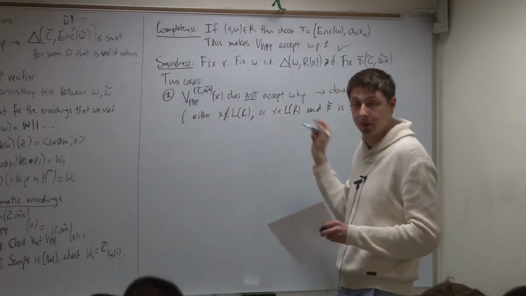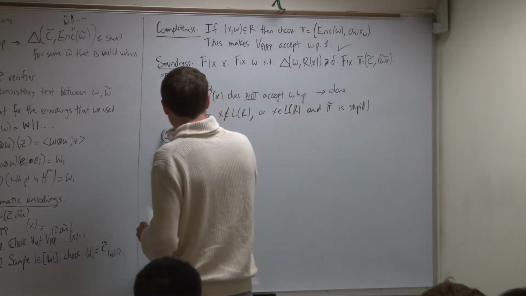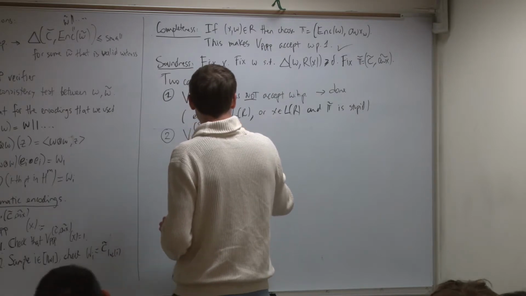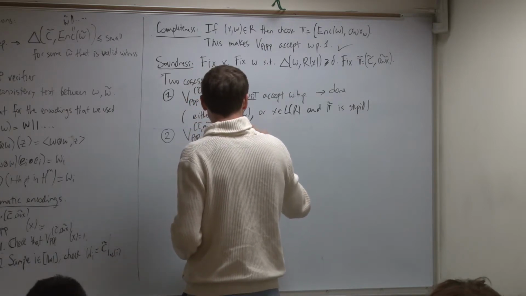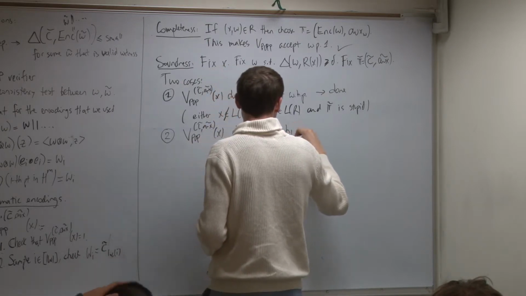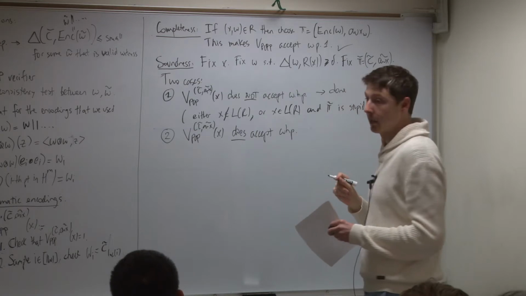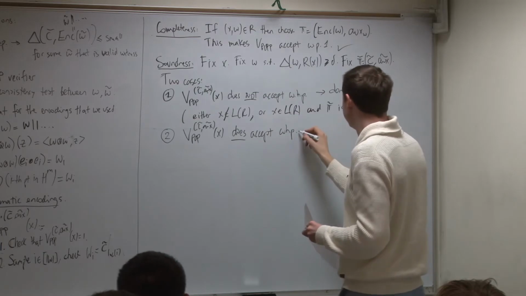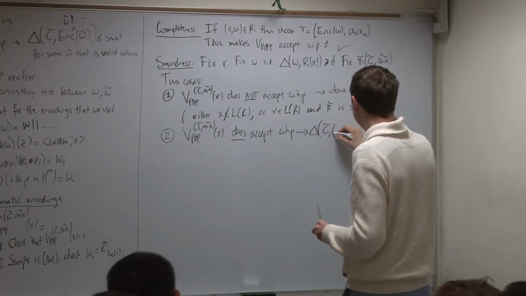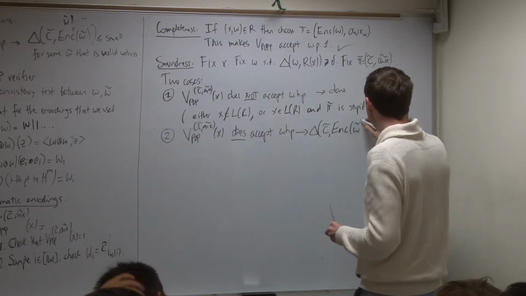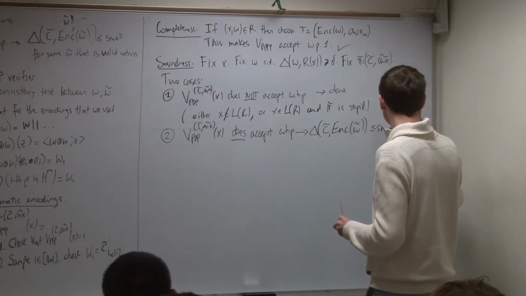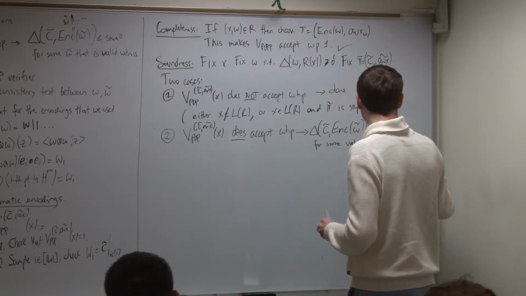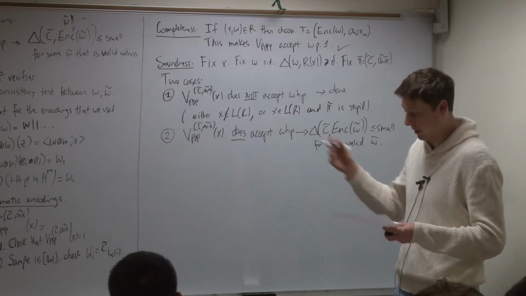Could be that X is in L, right? So the second case is that V_PCP does accept with high probability. Okay? Now we learn something, right? We can apply this statement. We learn that the distance from C tilde to some valid witness is small. Right? Because it accepts with high probability.